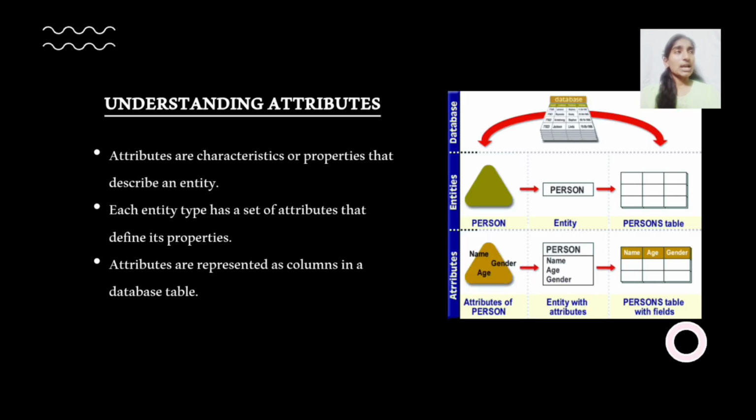Understanding attributes. Attributes are properties that describe an entity. Each entity type has a set of attributes that define its properties. Attributes are represented as columns in a database table.